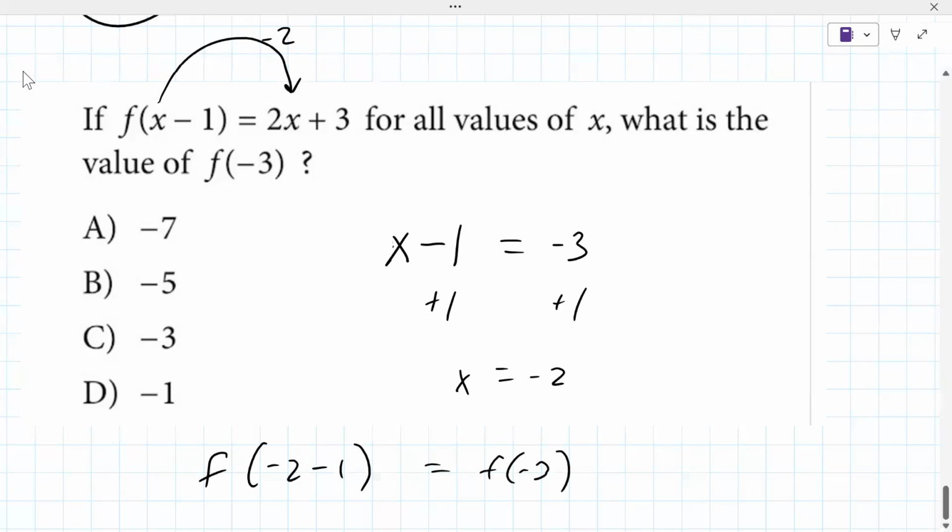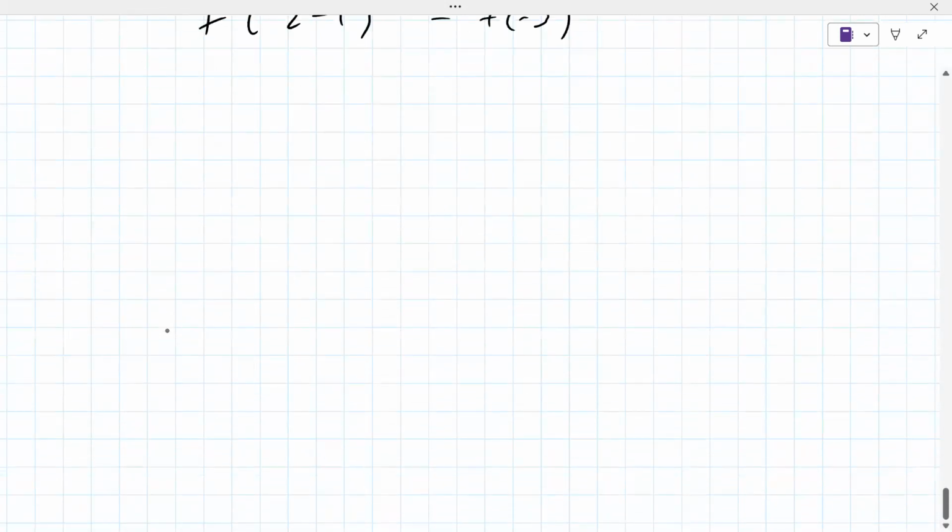What you're not doing is just putting negative 3 in here. You're figuring out what number for x makes it minus 3 inside here, and that's what goes in for x. Oh, okay. So what would your new answer be? D. D, yeah.